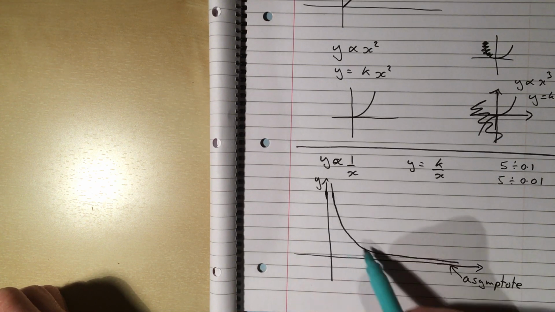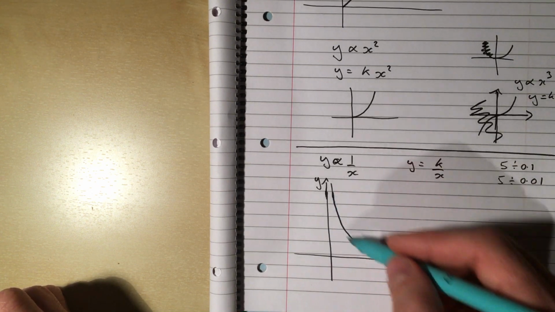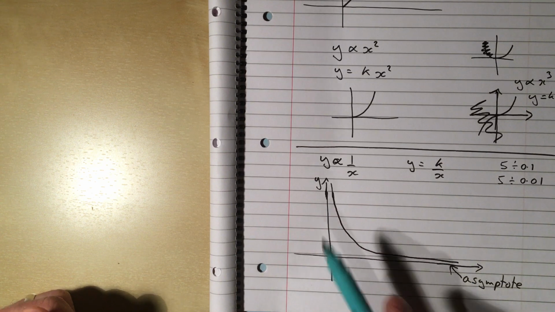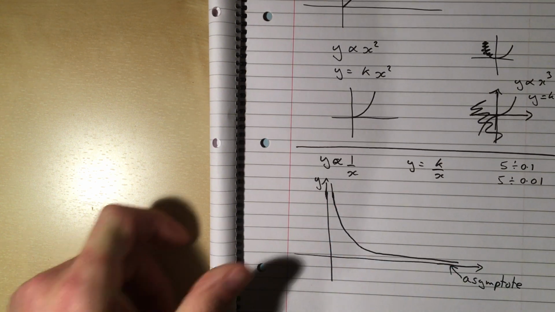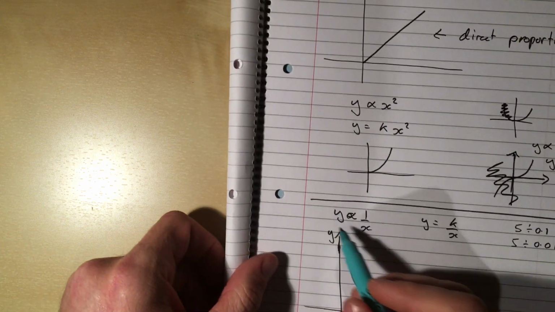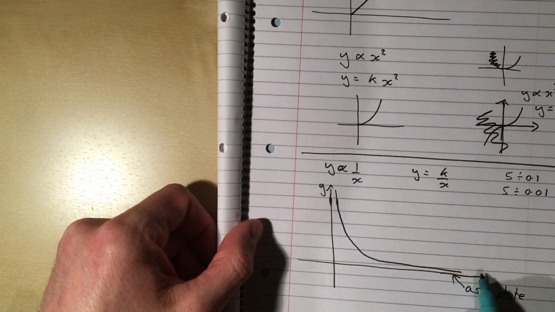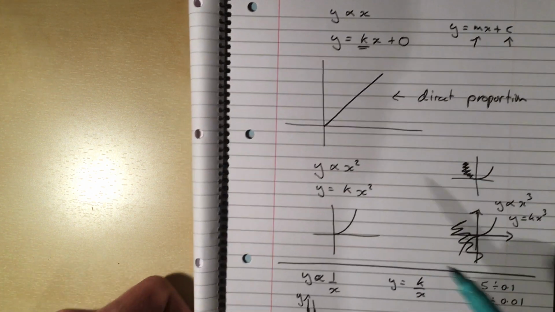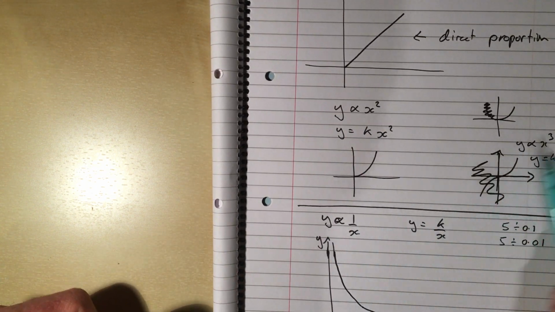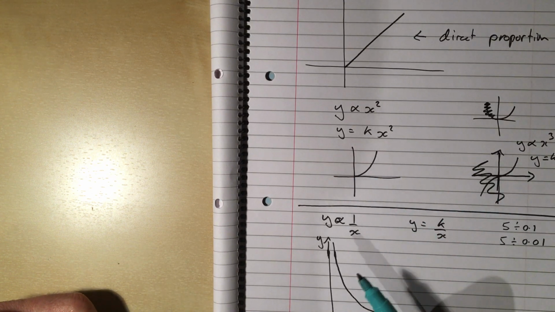So if you've done this part of the course, you know that y equals something over x takes this shape, and that's the reason why. So y is inversely proportional to 1 over x means the graph is going to look like this. Y is directly proportional to 1 over x means the graph is going to look like this. Y is proportional to x squared or x cubed means the graph is going to take this sort of shape in the positive quadrant of the graph.